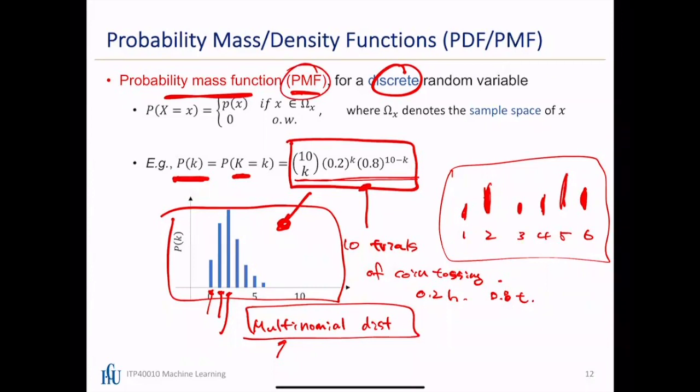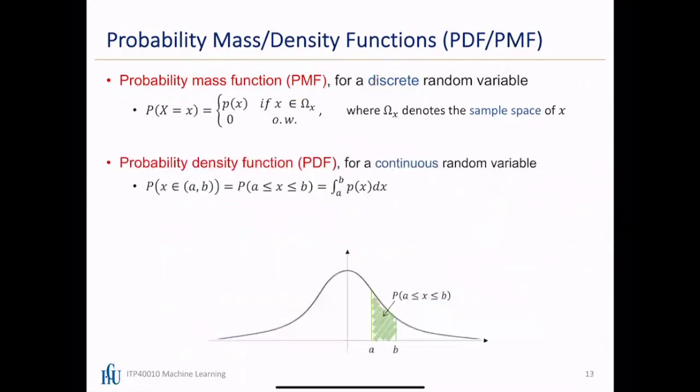So today we want to focus on what is a probability mass function. The probability mass function is for discrete random variables. Let's move on to the probability density function. So PDF is for continuous random variables.